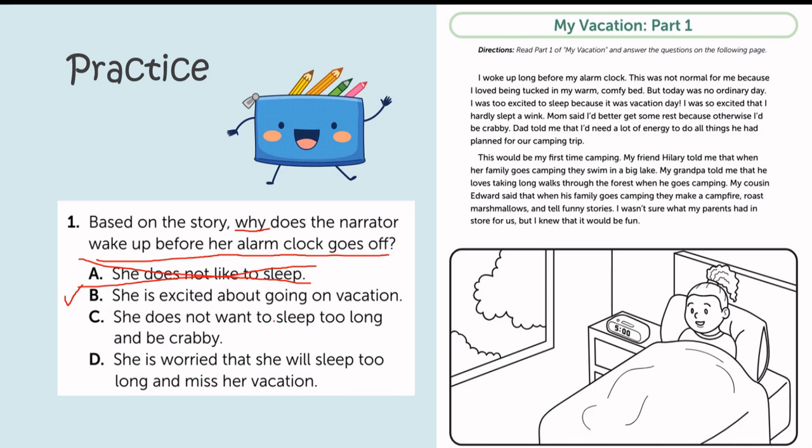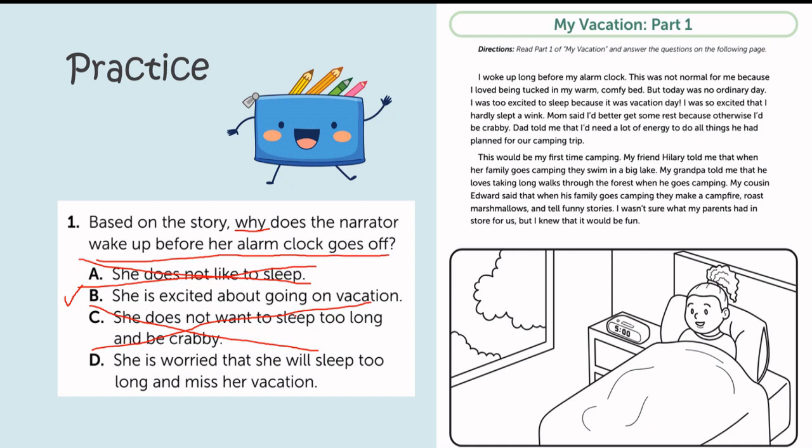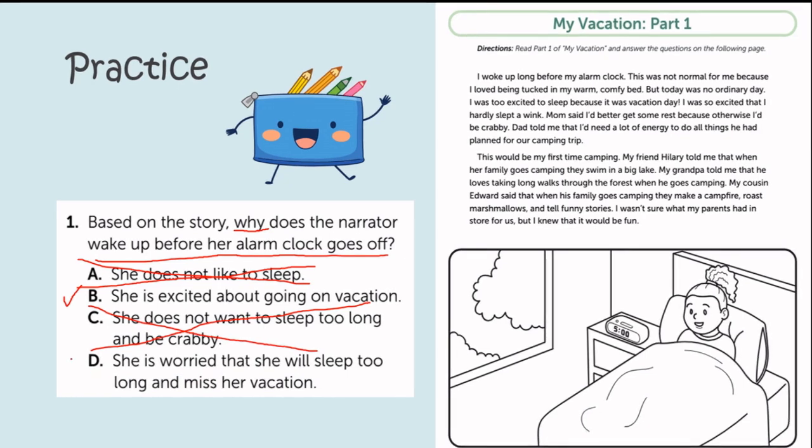C, she does not want to sleep long and be crabby. I don't know, it's very hard to sleep so long that you get crabby. That would have to be a lot of sleep to get to that point. Or D, she is worried that she will sleep too long and miss her vacation. Possible. I would think somebody would wake her up, but I'd say it's possible.